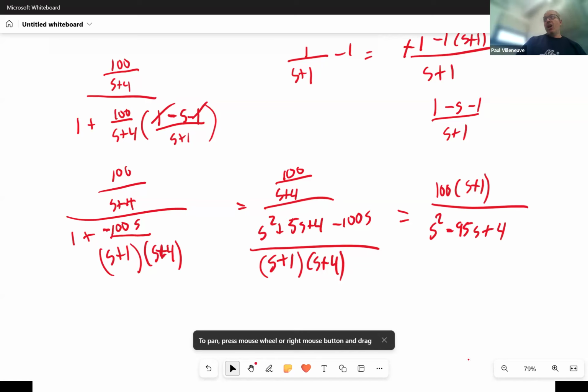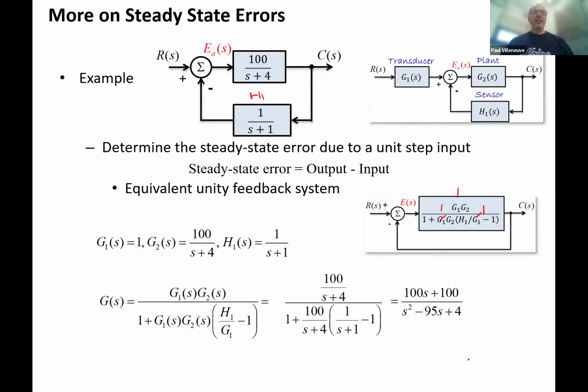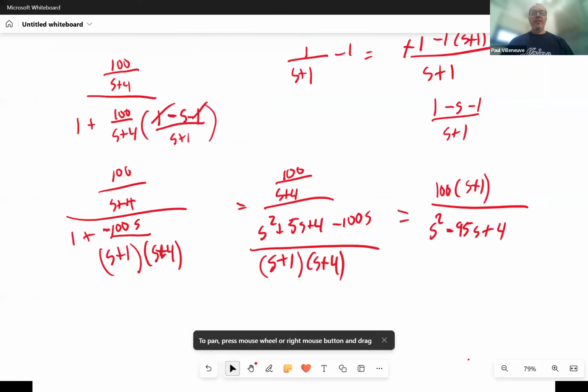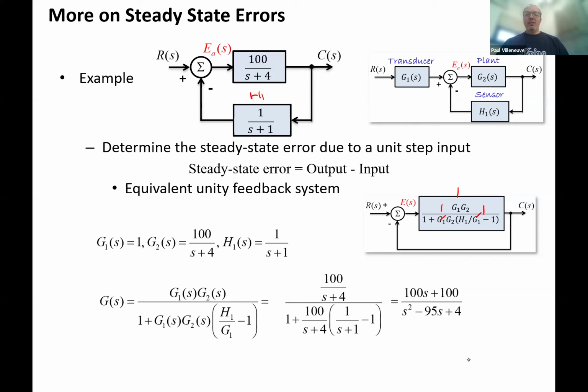Anybody not see that? I mean, I need some feedback to know. Got it? So a lot of it is just common denominator and invert and multiply, right? It's the same process over and over and over again. It just becomes a lot of math. So 100 times s plus 1 over s squared minus 95s. Looks like we got the same thing, right? 100s plus 100 in the numerator. We have 100 times s plus 1. In the denominator, s squared minus 95s plus 4. So that's our G sub P. We don't show a G sub C.